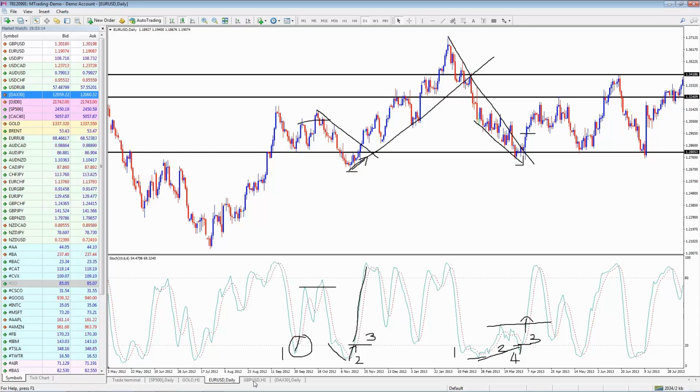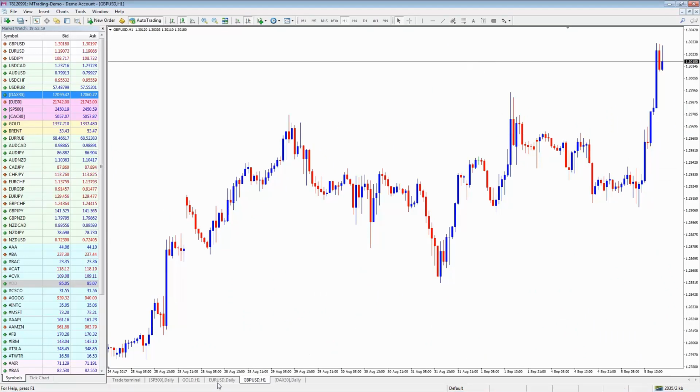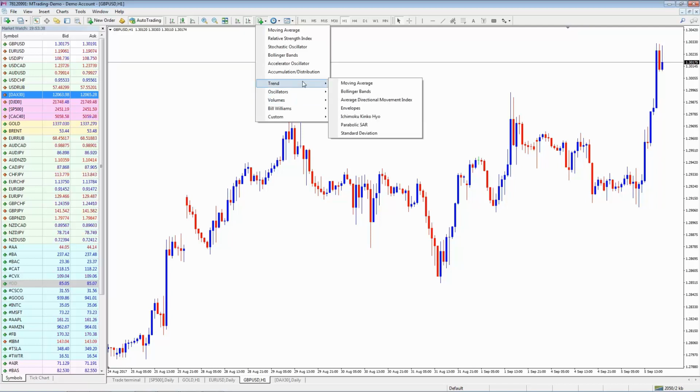Okay, so let's move on from there. Let me just delete all of these annotations. Our final one is going to show us whether the market's trending and who's in control, whether it's buyers or sellers. So let's bring in the indicator. Let's go to the indicator list, then trend, and we're looking for this one here. It's called Average Directional Movement Index.